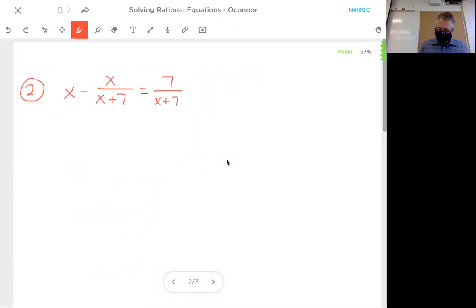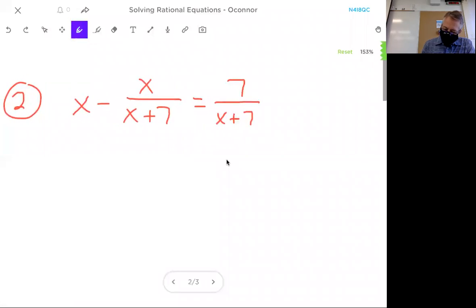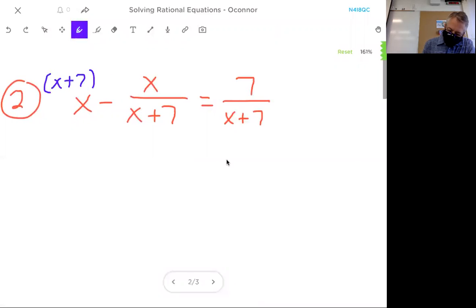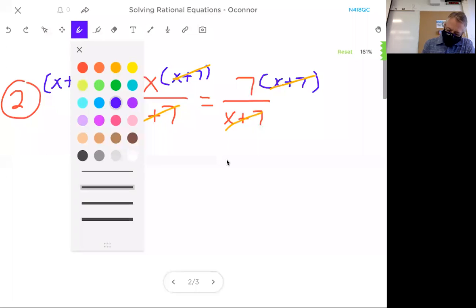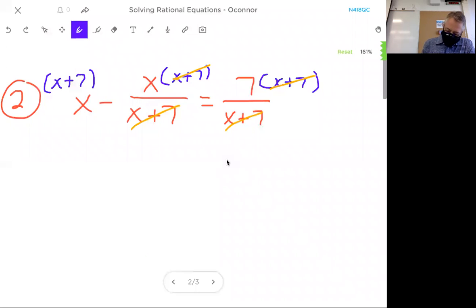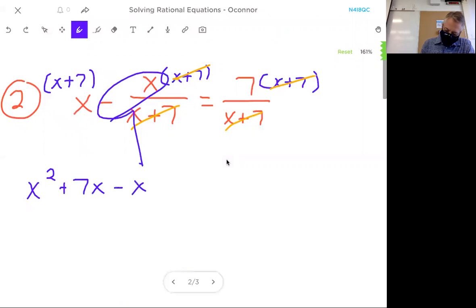All right, next one. Looking at this, if I get -7 as an answer, I'll have to throw that out. I know that x plus 7 is my common denominator. So I'll write x plus 7 here, x plus 7 there, and x plus 7 there. So in the middle, x plus 7 cancels out. On the right side, x plus 7 cancels out. So when I multiply that out, I get x squared plus 7x. So this became this. We have minus x in the middle. And that equals 7.